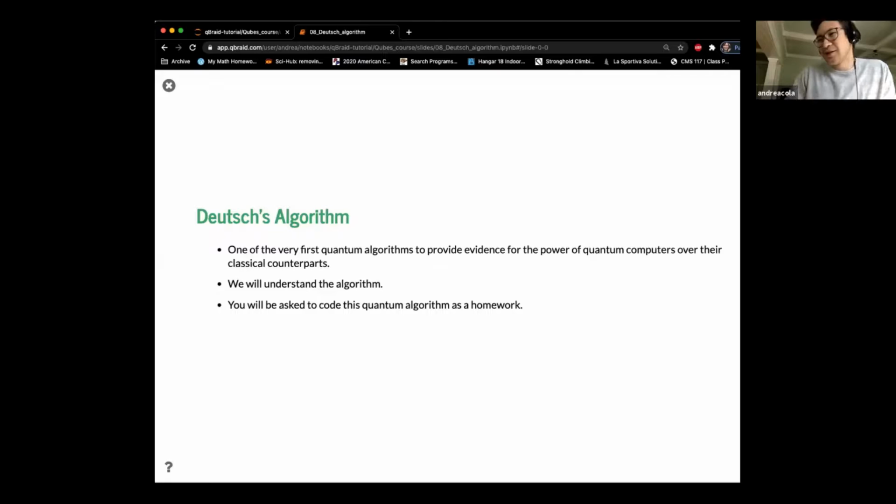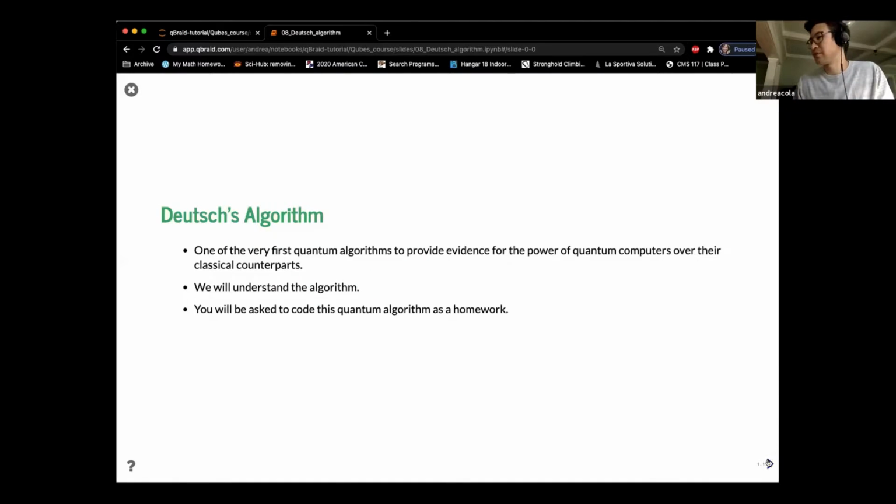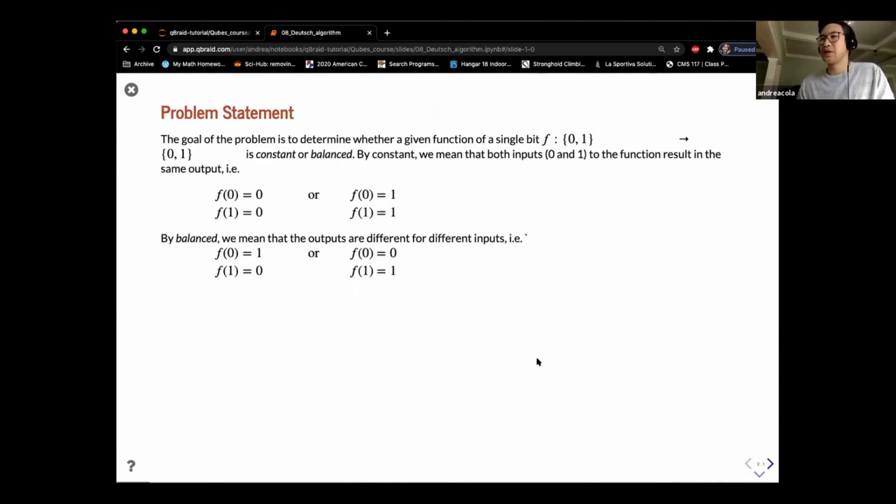Okay. So Deutsch's algorithm was proposed in 1985 by David Deutsch, and was one of the very first to show some computational advantage of quantum computers over their classical counterparts on some task. So in this lecture, we'll understand the algorithm from a theoretical point of view. Okay, so here is the problem statement.